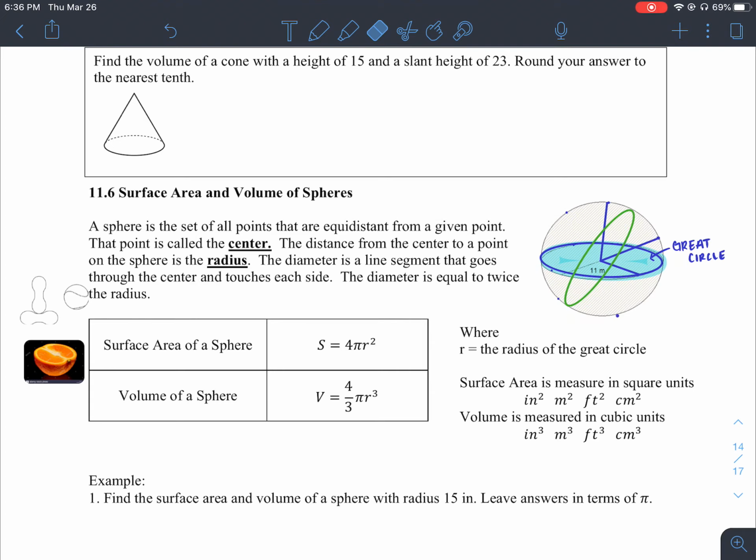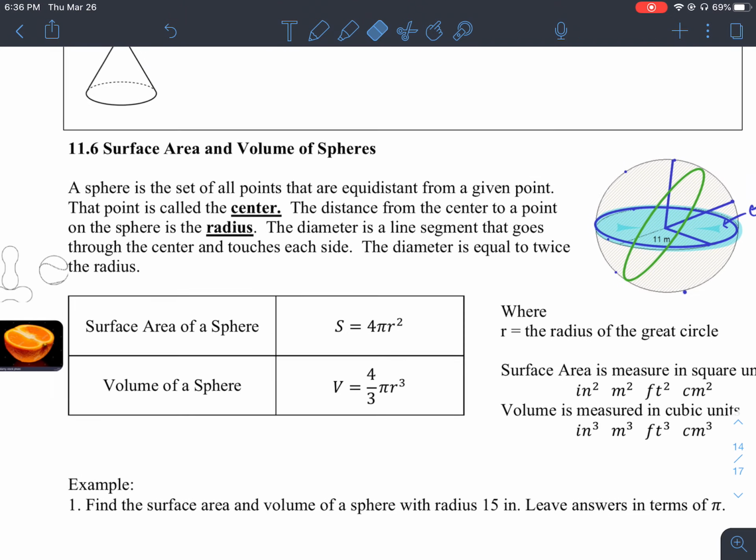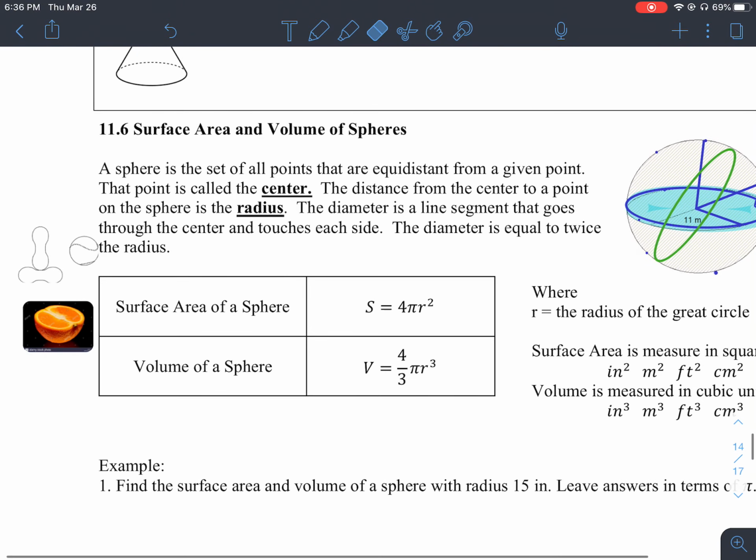Looking at the surface area and volume formulas, the surface area formula looks pretty similar to the area of a circle formula. Area of a circle is pi r squared. Surface area of a sphere is 4 pi r squared. So the surface area of a sphere is 4 of those great circles, 4 of those circles that you would get if you were to do a cross section including your center.